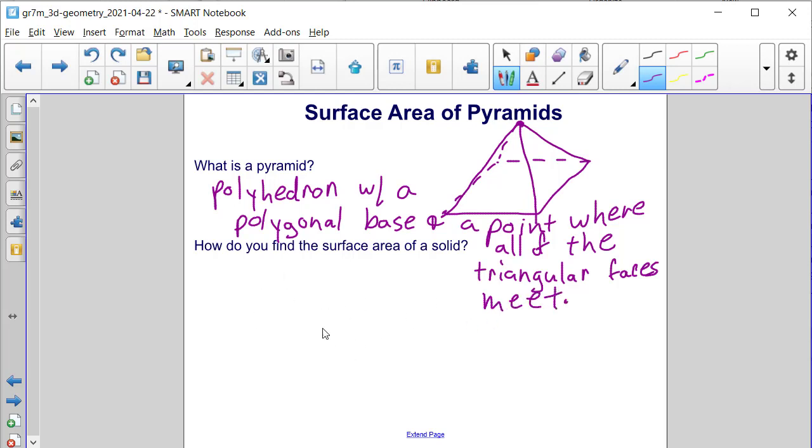And then how do you find the surface area of any solid? You add up the area values for all of the faces.